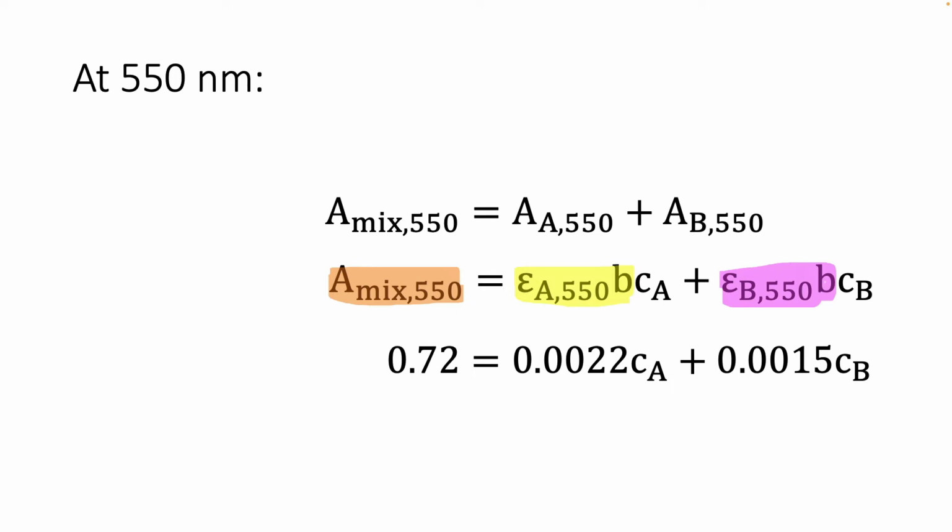The only problem is we have two unknowns. We need to figure out both the concentration of A and the concentration of B. And so if you think back to your algebra, if you need to solve for two unknowns, you need two different equations to use together. So where are we going to get another equation? In this case, what we're going to do is we're going to get a different set of measurements that will give us a second equation.